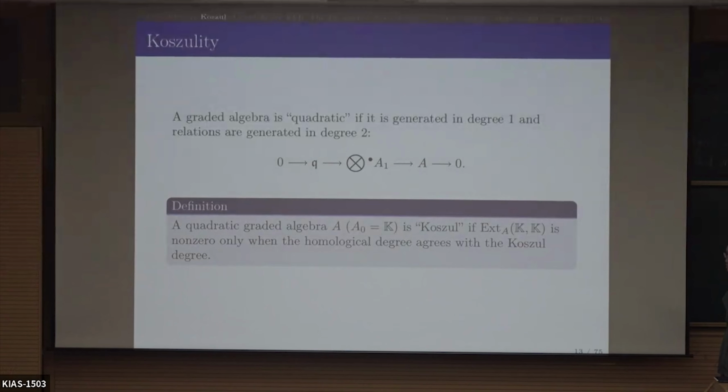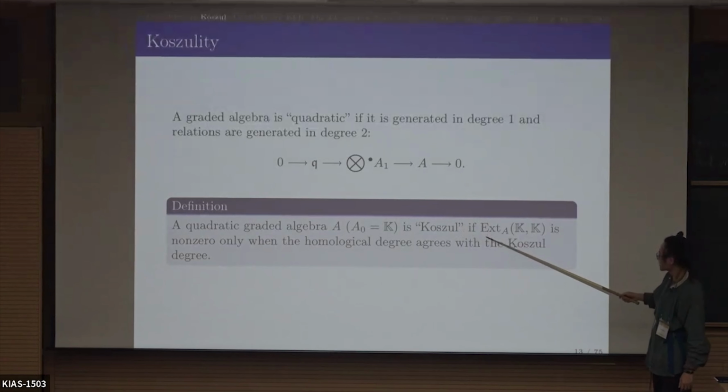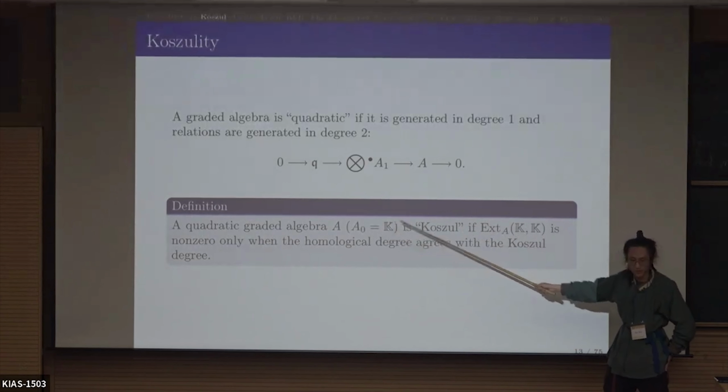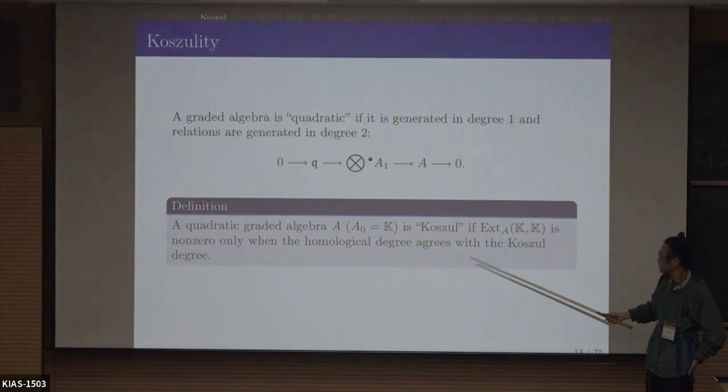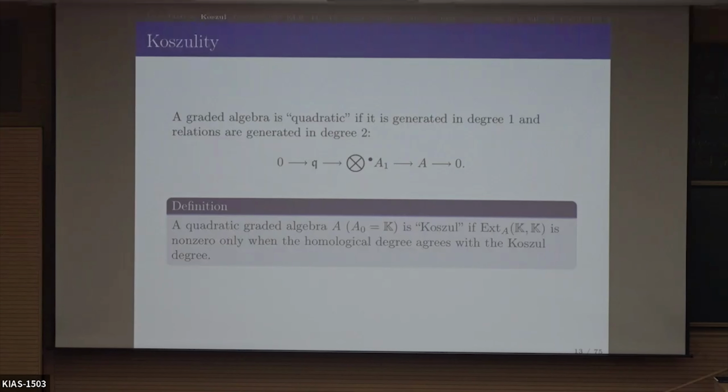The definition of Koszul is that a quadratic graded algebra is Koszul if the Ext group from the ground field to itself, and here I assume the degree 0 part is a ground field, is non-zero only when the homological degree matches the Koszul degree, the one under which it is quadratic. So this is some type of strong condition on the degrees being concentrated along some diagonal for the Ext group of this algebra.